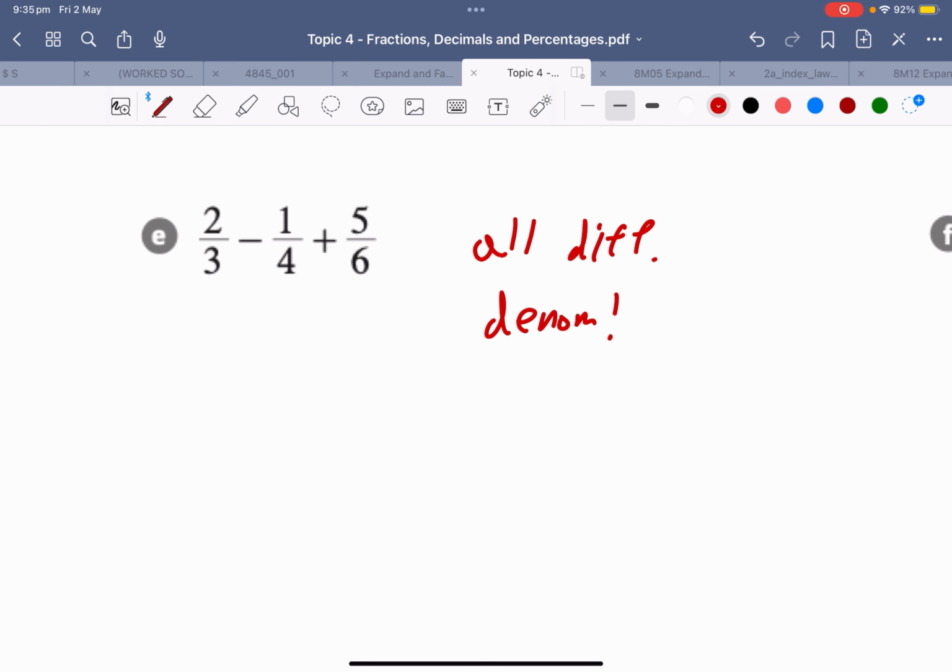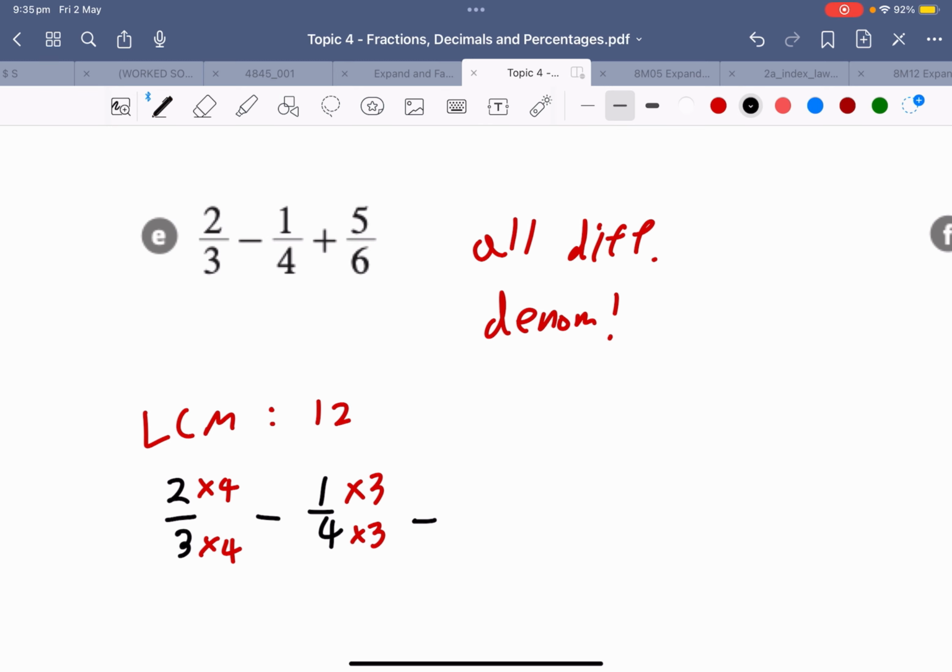I don't want that. I want them to look the same. What's the lowest common multiple? 12. 3, 4, and 6 has the lowest common multiple of 12. So that means I get 2 over 3, but multiplied by 4, and minus 1/4, but multiplied by 3, and then plus 5 over 6, but multiplied by, you got it, 2.